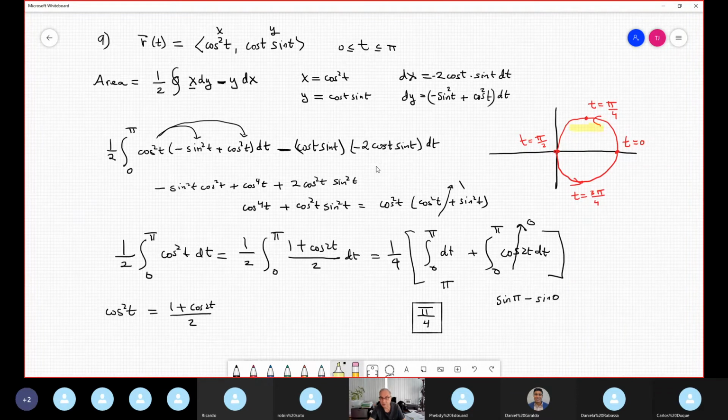Okay, look at this area. The center here is 1/2, 0. Therefore, the radius is also 1/2. Using the elementary formula for the area of a circle, pi radius squared, 1/2 squared is 1/4. You get the same answer. Okay.